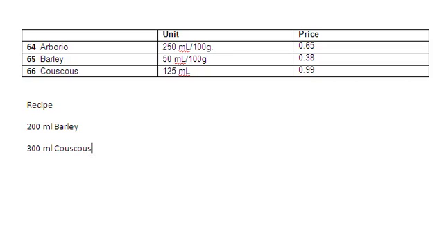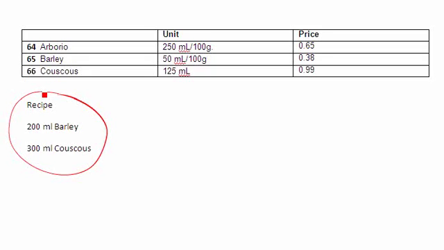All right, the purpose of this little video clip is to explain to you how to do your costing and your budgeting sheet as required for a lot of recipes in this course. So what I would like to do is I'm going to pretend that I'm using the following recipe. I'm going to need 200 mils of barley and 300 mils of couscous for this recipe.